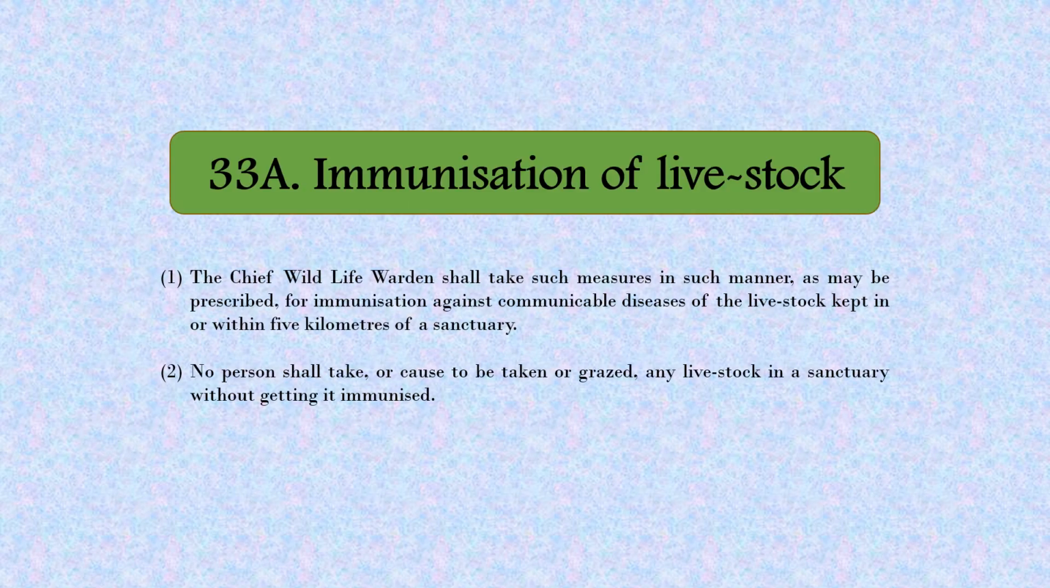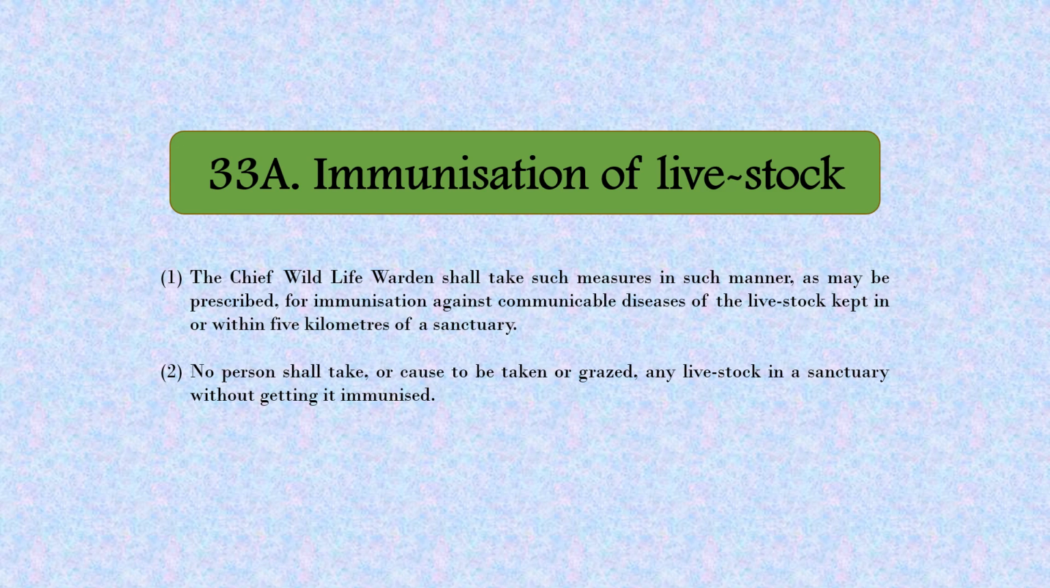Now, the next section, section 33A, deals with the immunization of livestock. As we know, people who have some rights to the area nearby the sanctuaries or inside the sanctuaries will construct their homes on their lands near the sanctuaries, and they will also graze their cattle in the nearby fields of the sanctuaries.